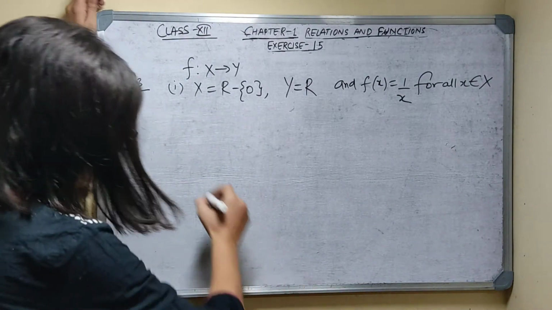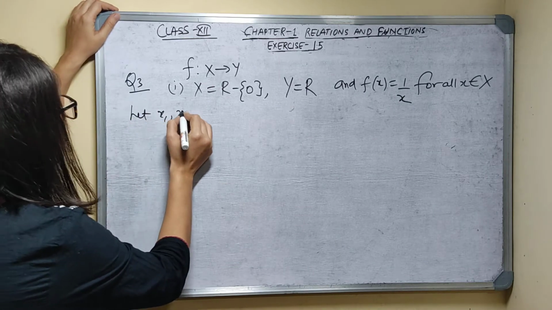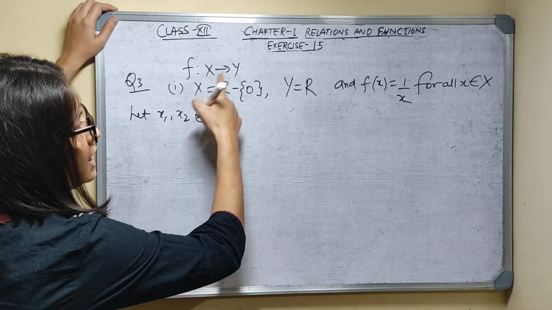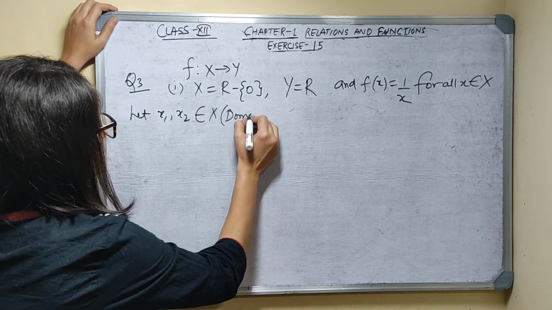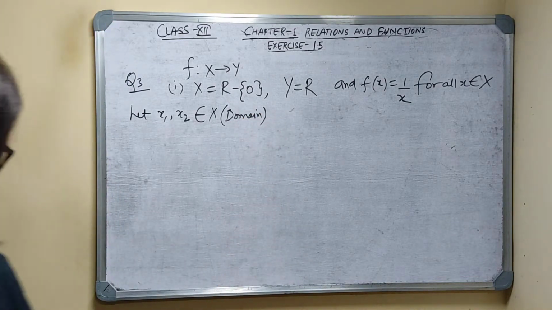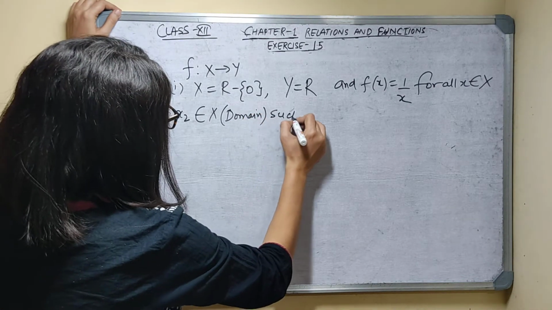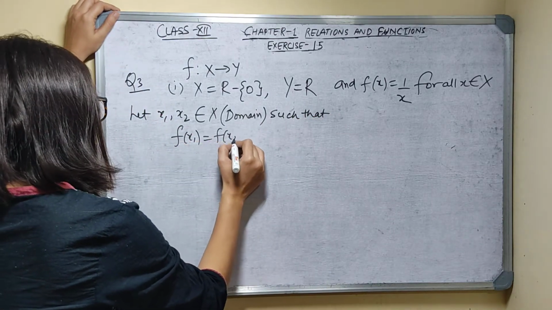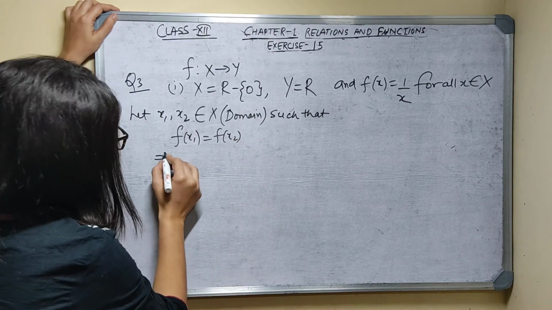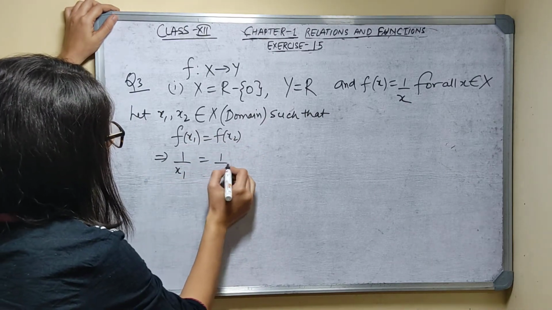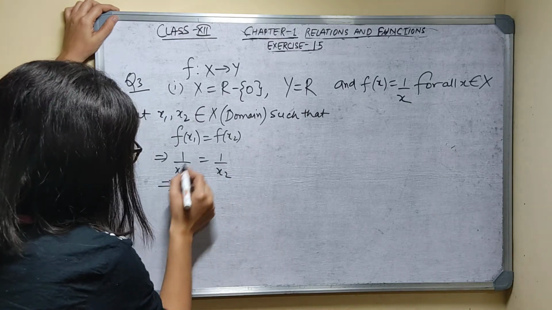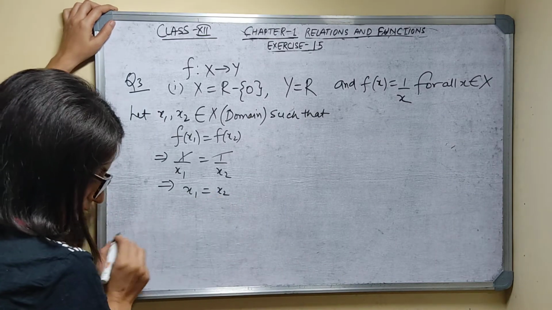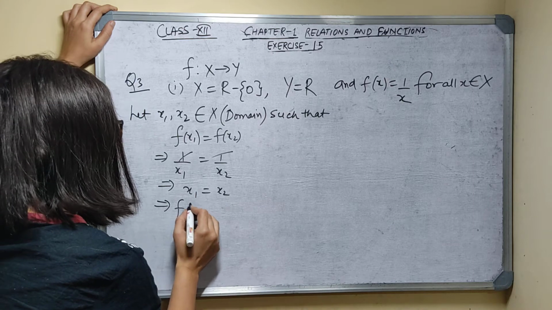Okay. So let x1, x2 belong to X. That is the domain, and this is the codomain. So let x1, x2 belong to X, the domain, such that f of x1 is equal to f of x2. So I can say 1 upon x1 is equal to 1 upon x2. So I can cancel the 1, or x1 is equal to x2.